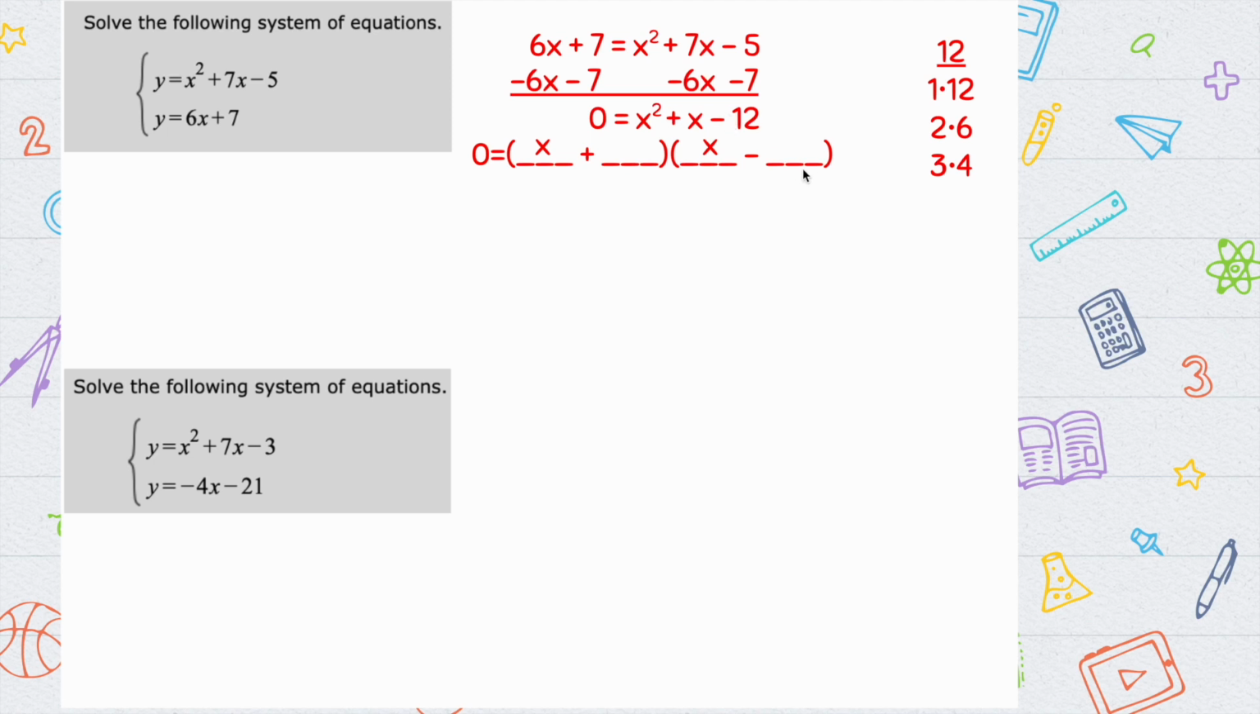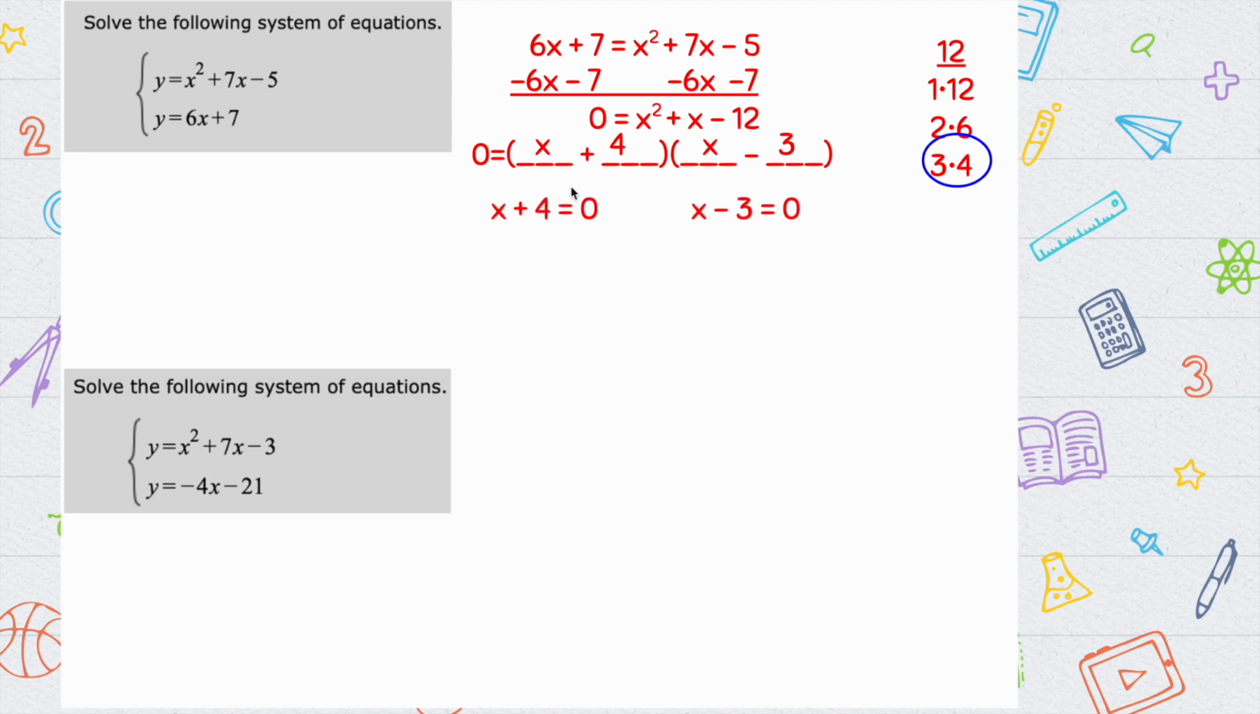Since I know it's going to be positive and negative, I want to subtract to get to 1. Well, that's going to be 3 minus 4, right? That's going to get me 1. I want specifically positive 1, so I know I want my bigger number to be positive and my smaller number to be negative. So it's 4 minus 3 is positive 1.